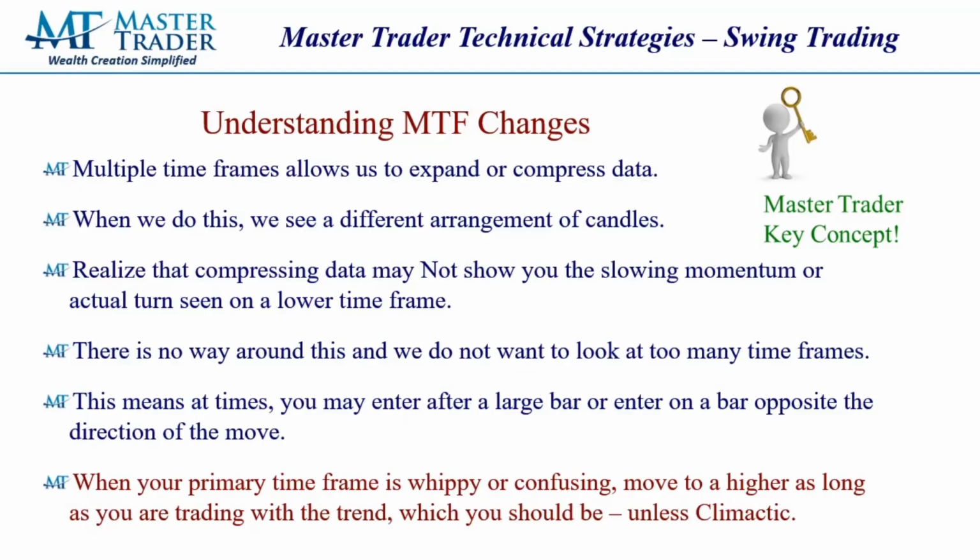We're expanding data, we're compressing data. So as we look at higher time frames, we're taking data from a lower time frame and we're compressing it. When we take higher time frames and we expand the data, we're going to longer time frames. So when we do that, we see a different arrangement of candlestick patterns or pictures. So when we compress information, we may not actually see momentum slowing down or an actual turn in that lower time frame, which is normal.